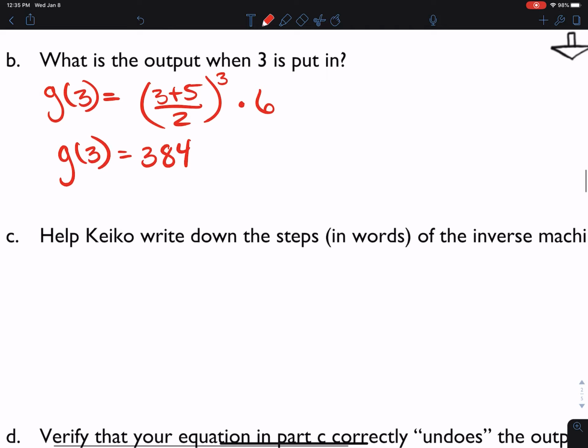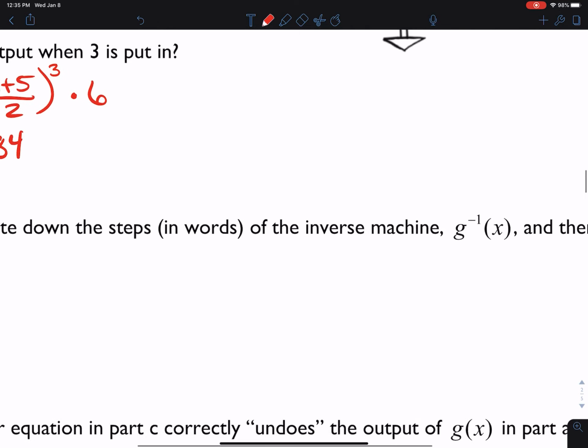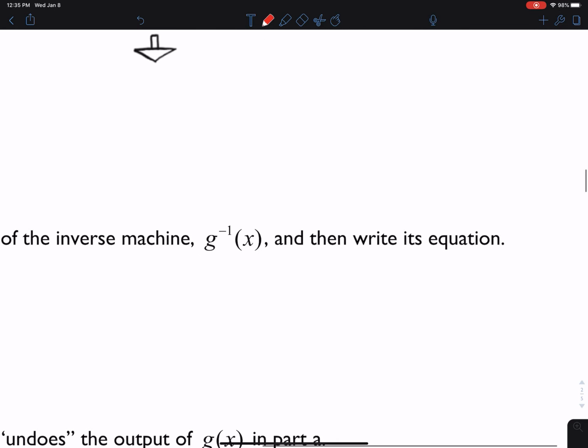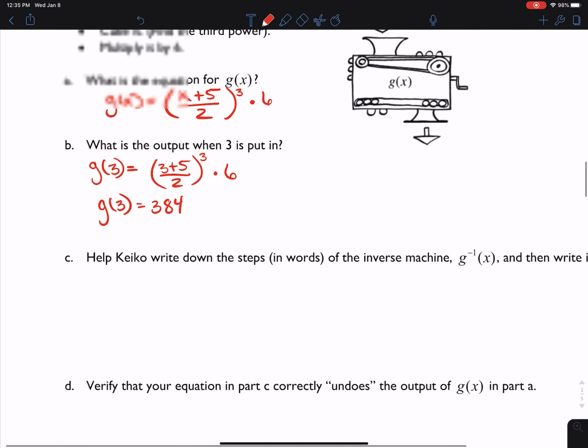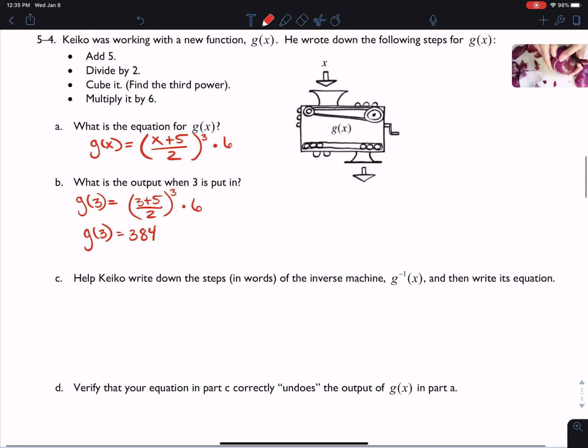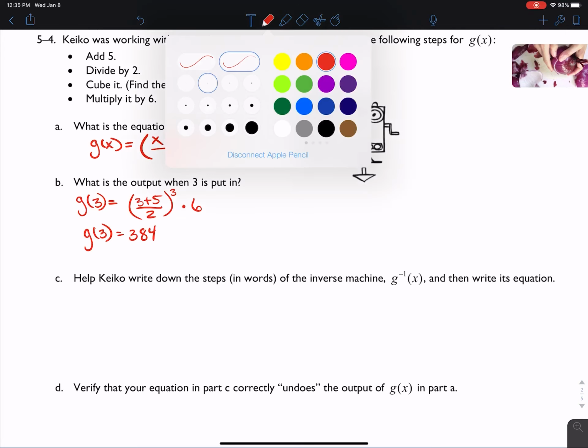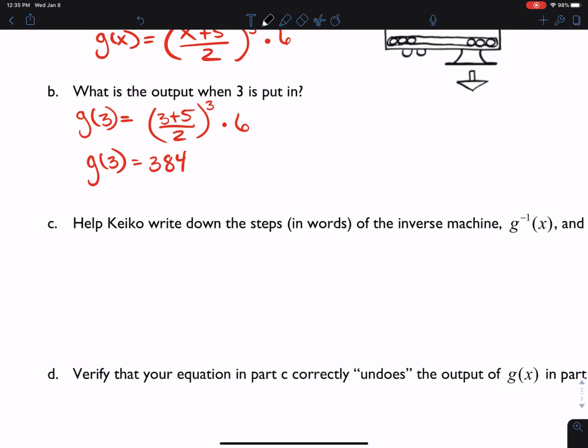Then it says, help Keiko write down the steps in words of the inverse machine, g inverse of x, and write its equation. Okay, so the steps. I'll write them here, so they're side by side. The regular machine adds 5. Then it divides by 2. It's then cubed, and then it's multiplied by 6. This is how the regular machine works.